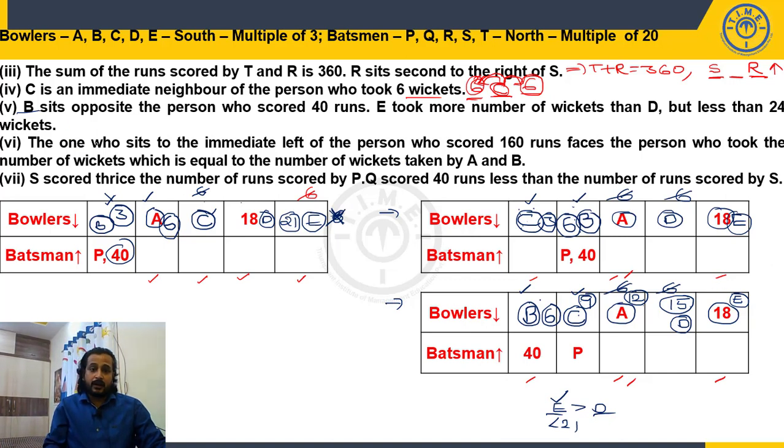What is the next information? But all the three cases are valid. All these three cases are valid. Next, the one who sits the immediate left of the person who scored 160 runs faces a person who took the number of wickets which is equal to the number of wickets taken by A and B. A and B. Now let us understand this statement.